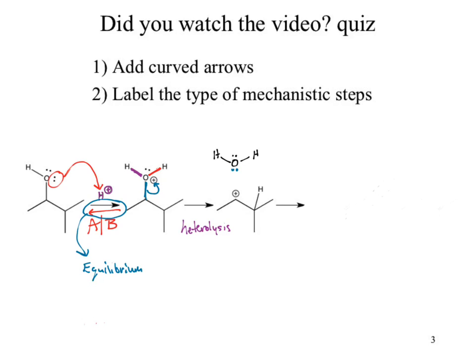Now what happens? What's wrong with this structure? Carbon has a positive charge. Does carbon want to be positive? No. So something has to happen. What's that something?